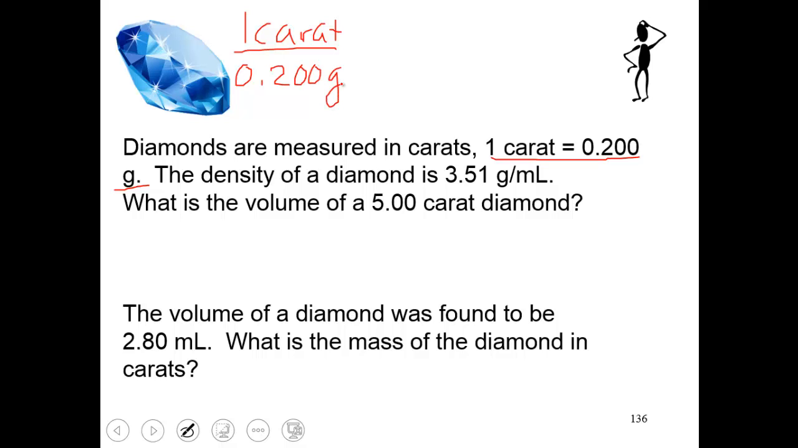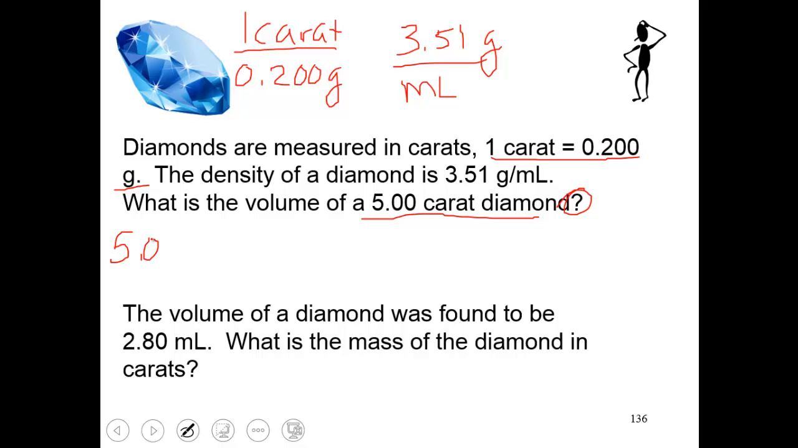This has been weighed by someone as a definition. And so here we actually have 3 significant digits. This is something that someone weighed and defined. Now, density also is typically something someone has to measure, and so density does not have an infinite number of significant digits. So this has 3 sig figs also. It says, what is the volume of a 5 carat diamond? You'll notice the question mark is here with the 5 carats, so that's what we want to start with.